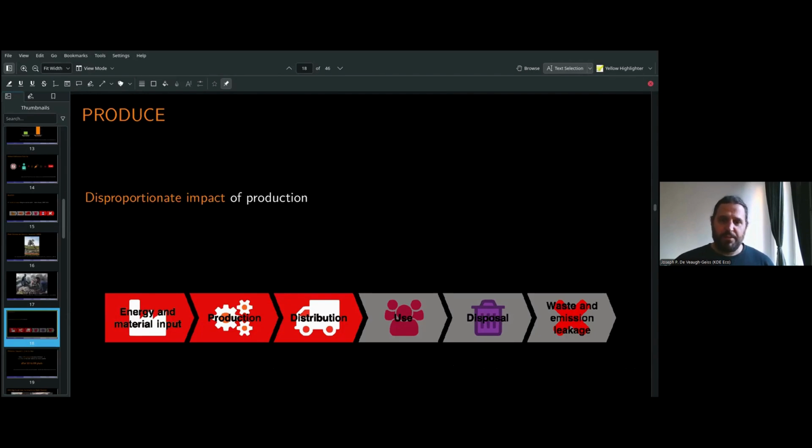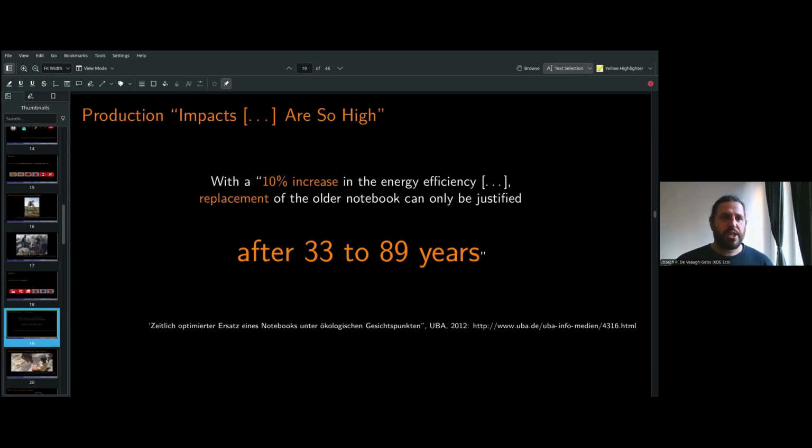Production is a problem, as we already mentioned earlier. There's a disproportionate impact of the environmental harm in terms of carbon emissions in the production. In fact, they are so high that another German Environment Agency study found that even with a 10% increase in the energy efficiency of a new device, replacing the older notebook, the older laptop, can only be justified after 33 to 89 years. Okay.